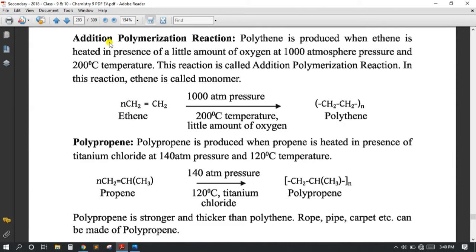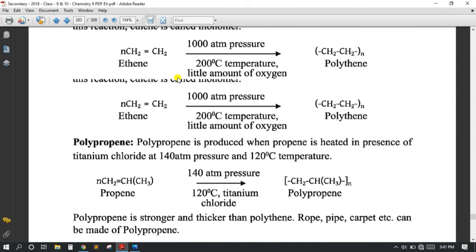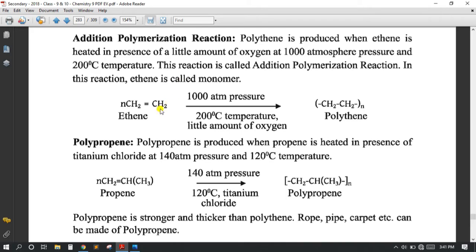As the first addition polymerization reaction, polyethylene is produced. Polyethylene is produced when ethene is heated in presence of a little amount of oxygen at 1000 atmospheric pressure and 200 degrees Celsius temperature. This is called addition polymerization reaction. The reaction is given in your book and I am explaining on the whiteboard. So go to the whiteboard first.